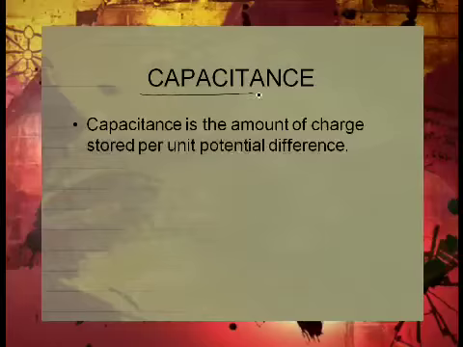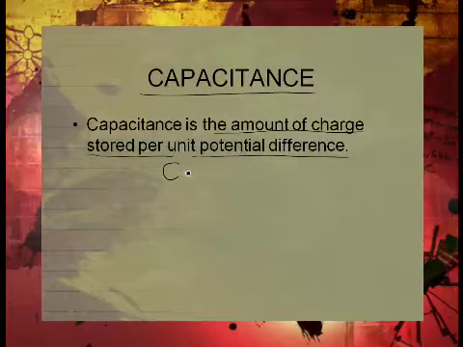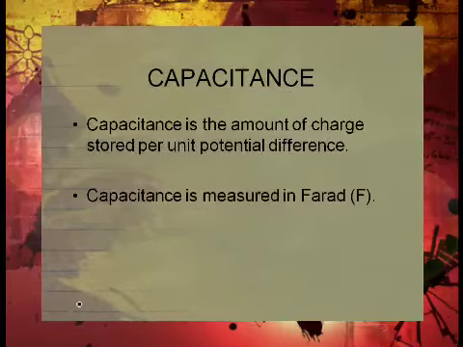Welcome back, and we're now going to talk about something called capacitance. Now, what is capacitance? Capacitance is the amount of charge stored per unit potential difference. If we were to summarize this mathematically, capacitance, we use capital letter C to symbolize it. We can say this is equal to the amount of charge stored, so it's Q, per, which means divided by, the potential difference V. That is capacitance. Okay, now capacitance is measured in farads.